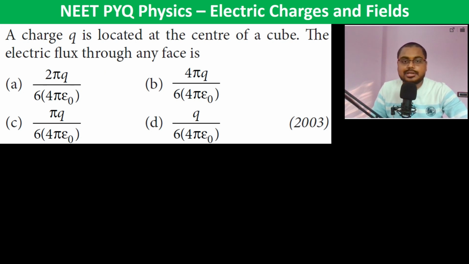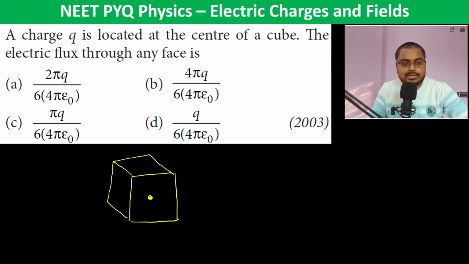A charge q is located at the center of a cube. Okay, it is there at the center of the cube. Now what they are telling us is, the electric flux through any face. So if you see, for all the faces, this charge is going to be symmetrical. So how many faces are there? There are a total of 6 faces. 1, 2, 3, 4, 5 and 6.